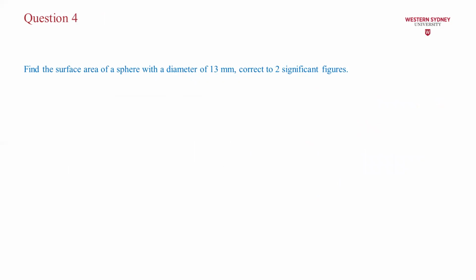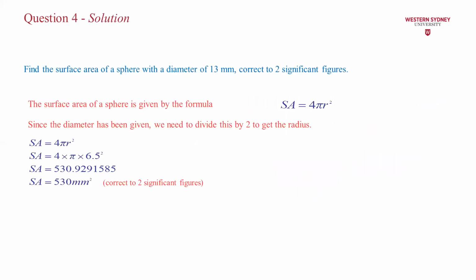Question 4. Pause the video now. Using the surface area of the sphere formula, we need to have the radius. Since the diameter is given, we divide it by 2 to calculate the radius. That gives us 6.5 for the radius. Substitute that value into the formula and calculate.